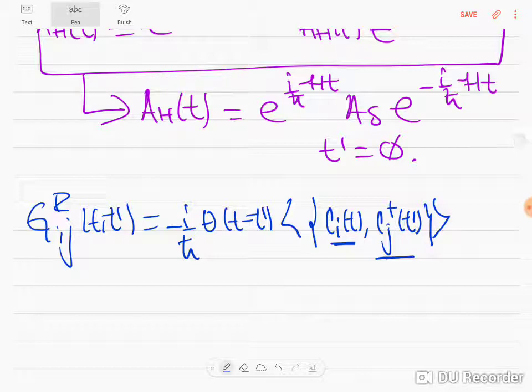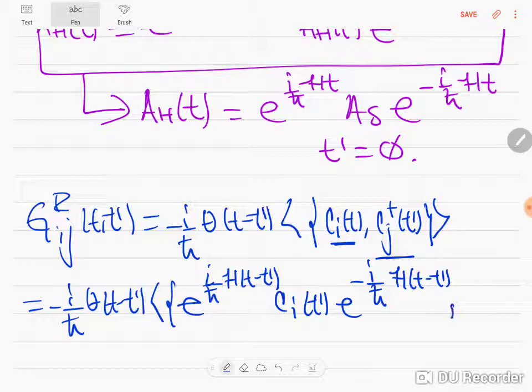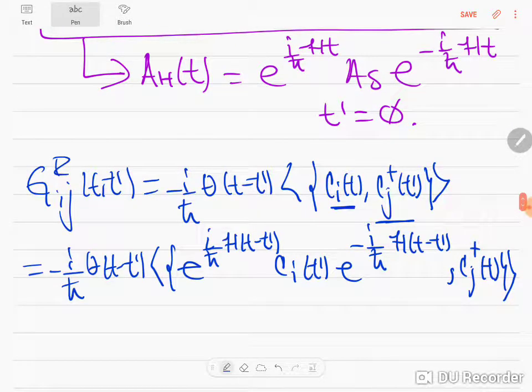So then, to do that, what we have to do is the following. We write minus i over h bar theta of t minus t prime times the expectation value of the anticommutator of e to the i over h bar H (t minus t prime) c_i of t prime e to the minus i over h bar H (t minus t prime), c_j dagger of t. We have done nothing, just replaced the representation of c_i of t in terms of t prime.